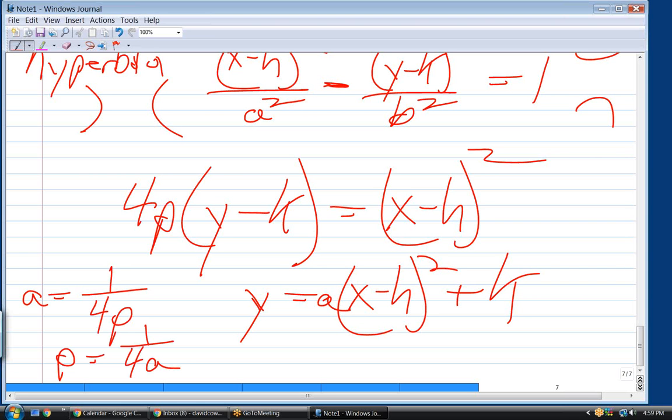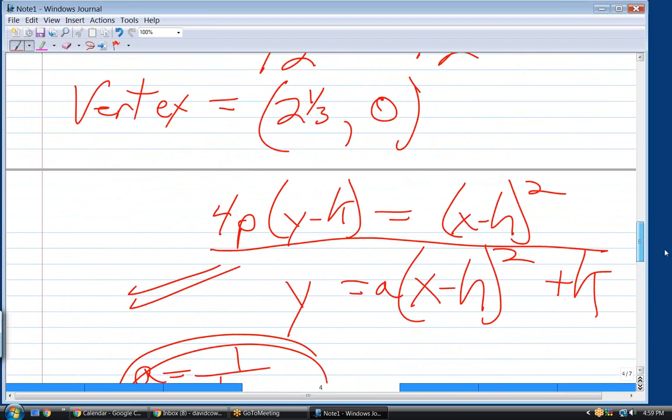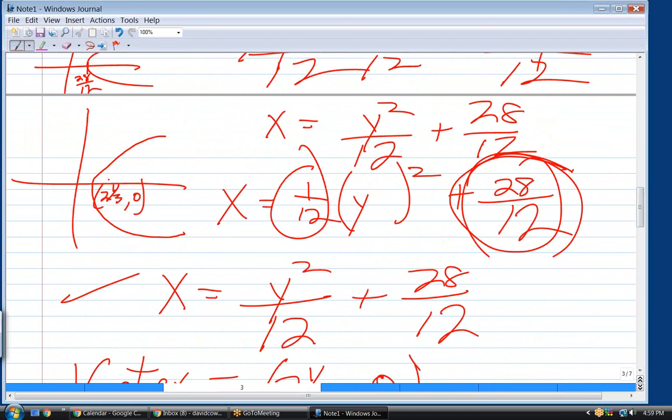P is the distance to the focus. Well, in our case, A is 12, so P is 1/48. Okay. And what that means is that P is 1/48 away from the vertex. The vertex is at 2 1/3, and P is 1/48 to the right of that.